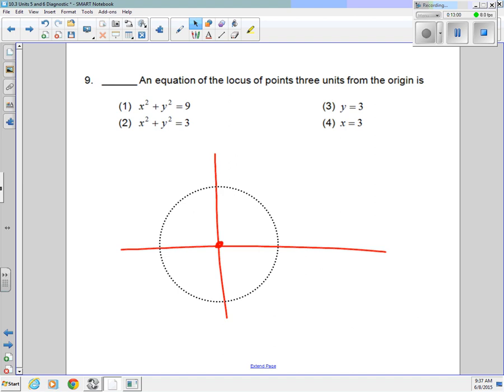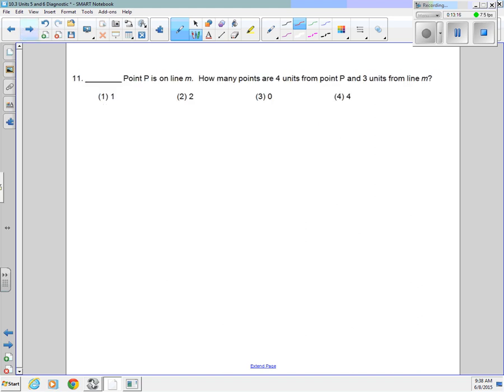So here's my locus. My radius of the circle is 3. This is the set of all points that are 3 units away from the origin. And that equation would be x squared plus y squared equals 9, because we're squaring the radius. So that's choice 1.